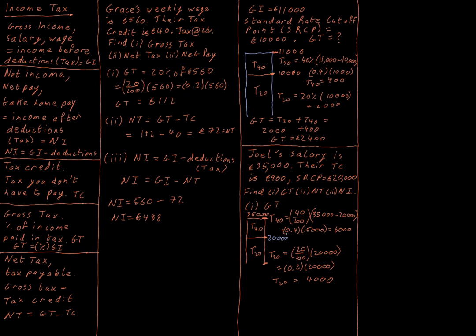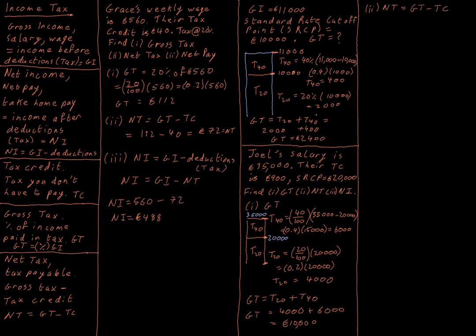So when we calculate that, we get 6,000. So what's our gross tax going to be? That's going to be our tax at 20% plus our tax at 40%. It's going to be 20% is 4,000 plus our tax at 40% is 6,000. So in total, we are paying 10,000 euro in tax.